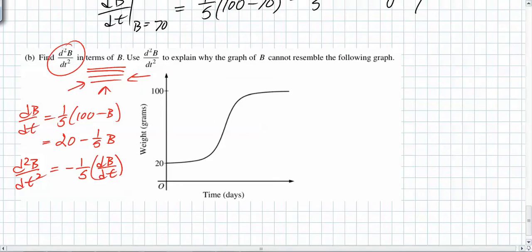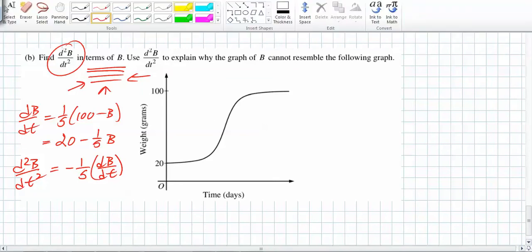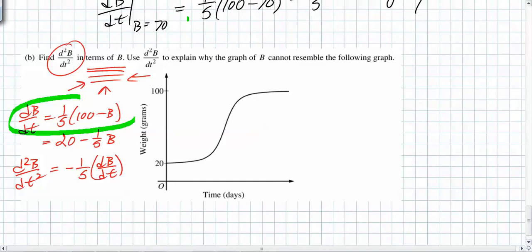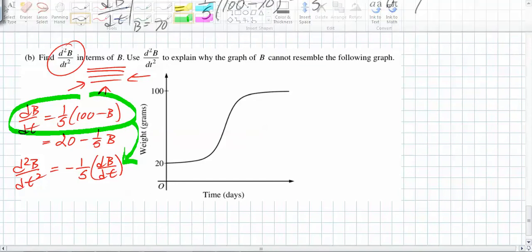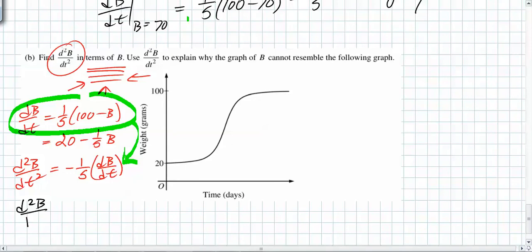Do we know what dB/dt equals? Yes. We know that dB/dt is equal to this. So where can you plug it in? Right there. So what does that tell you? The second derivative of B with respect to t is equal to negative 1/5 times 1/5 times 100 minus what? B. Now you have to plug it back in. That's key. It has to be in terms of B. If you leave dB/dt in there, you won't get that point. You have to substitute it back in.